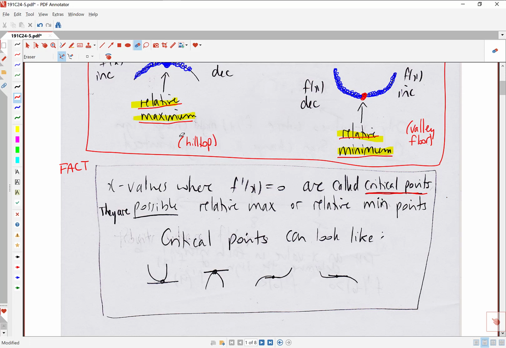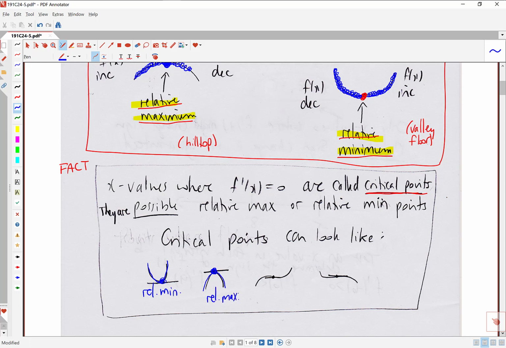So why do we have to do more investigation? Well, that's because critical points can really have 4 possible kinds of behaviors around them. The first behavior is this, which actually does correspond to a relative minimum point. You could have this sort of behavior where the function is increasing and then begins to decrease on the other side. So that's a relative maximum.